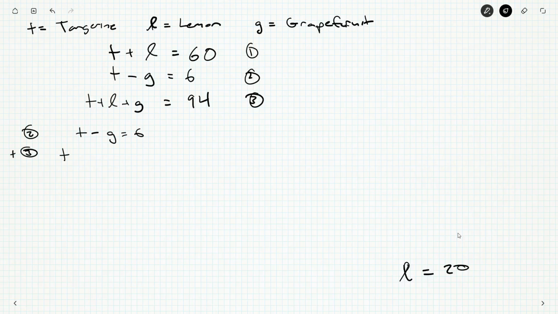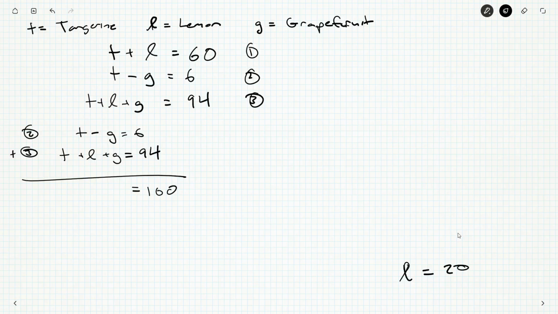There's no shame in having to solve for the other ones. I'm just trying to do it without solving as a fun little extra challenge to myself. 6 plus 94 is going to be 100.